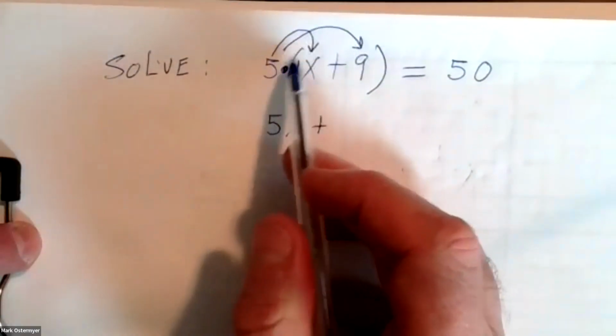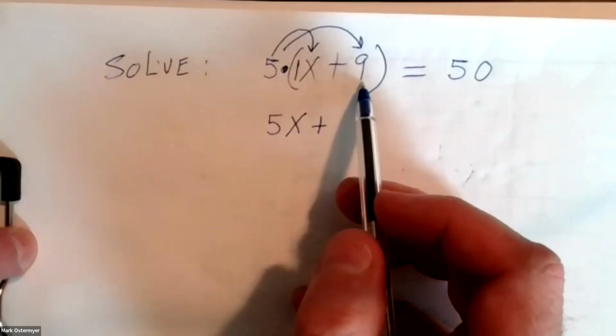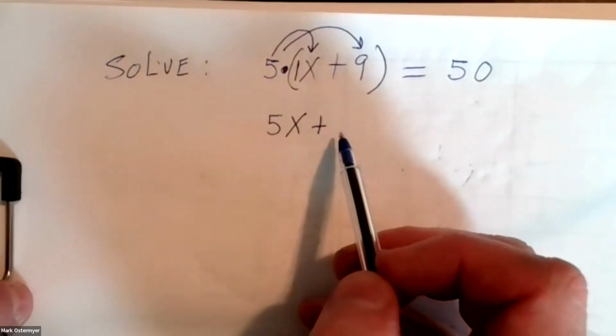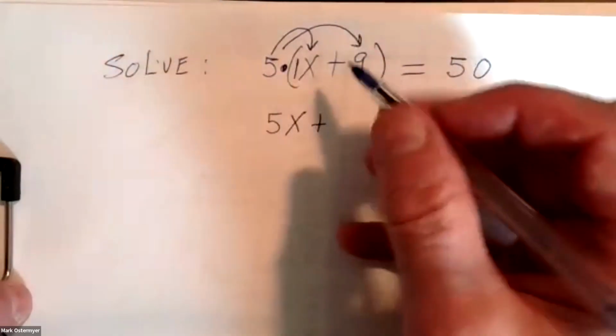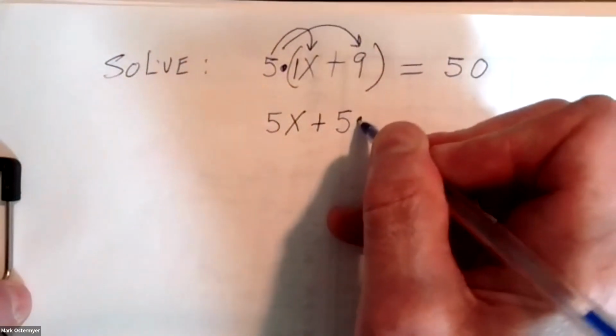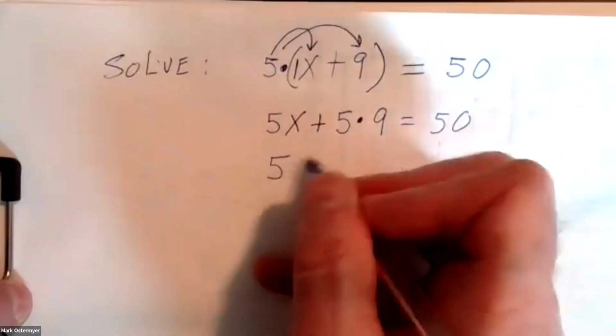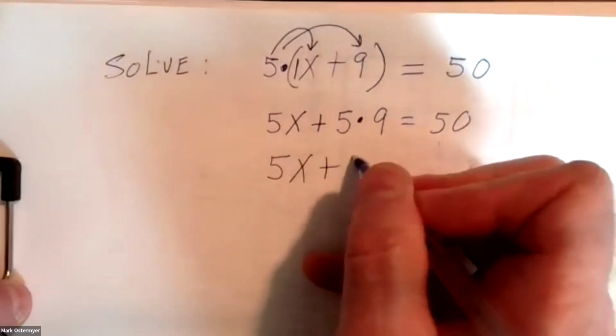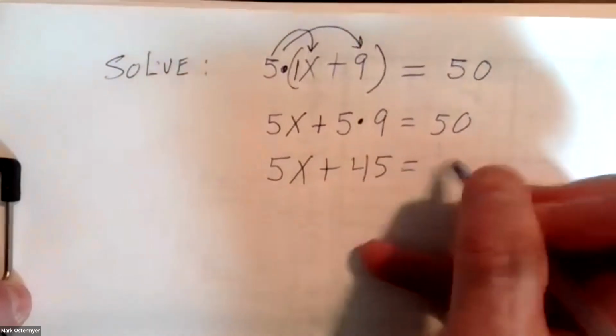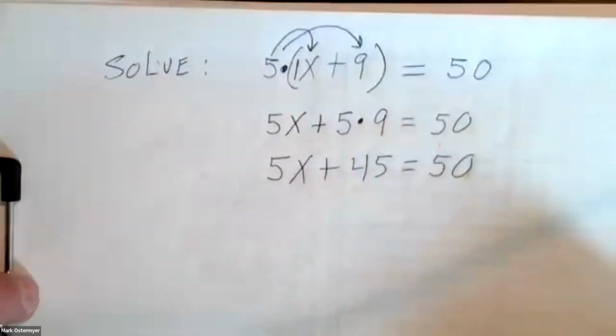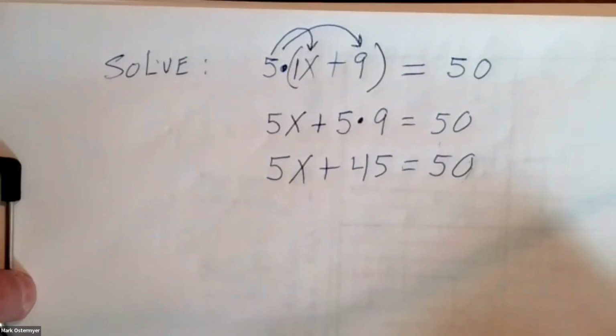These arrows are a good visual cue. They show you that you've covered the bases. Please use arrows when you distribute. 5 times 9. And that's equal to 50 on the right. Hence, we have 5x plus what's 5 times 9? 45. Equal to 50 on the right. Everybody understand how I got my equation down to this?